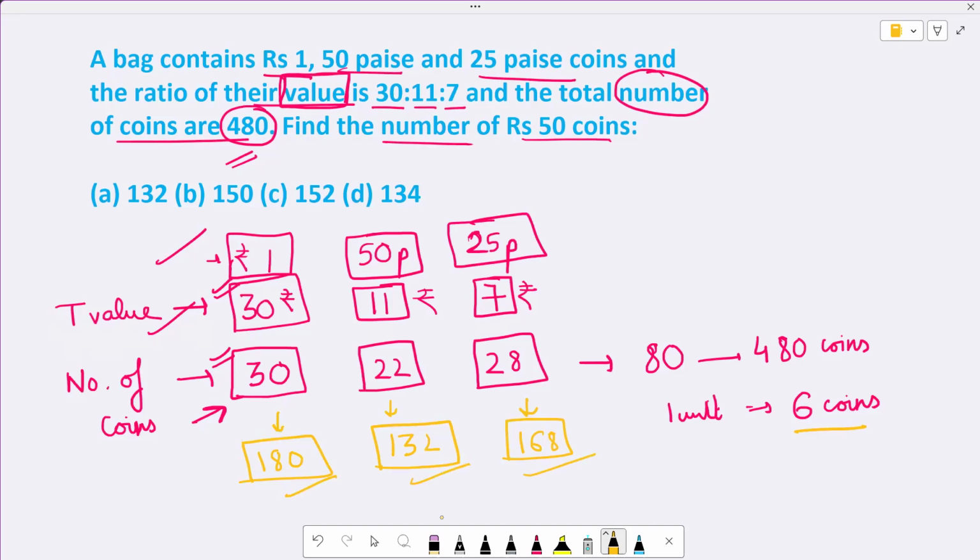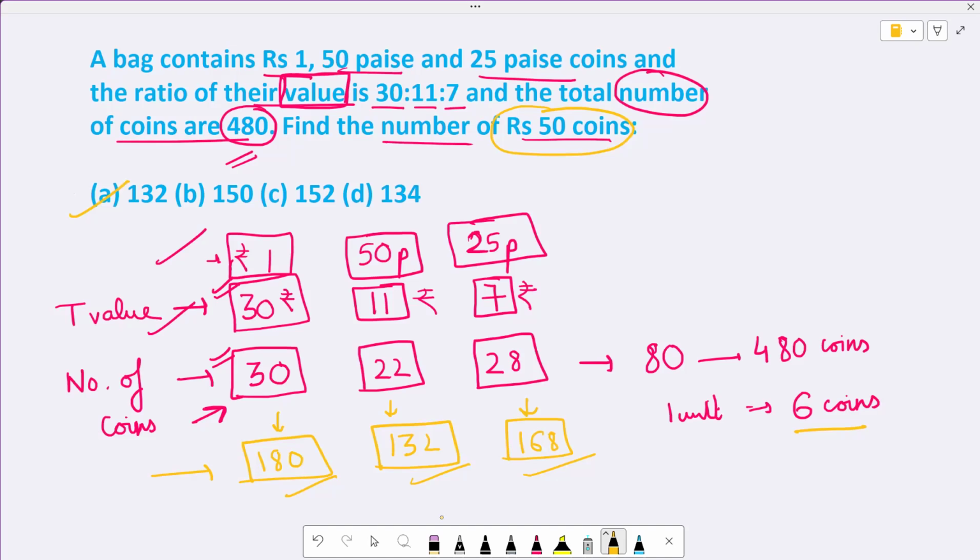And if we sum them, we will be able to see that we are actually getting 480, right? So this total, this exact number of coins is what we have. And now they're asking to find the number of 50 paise coins. So the answer here will be equal to 132. So this is the correct answer.